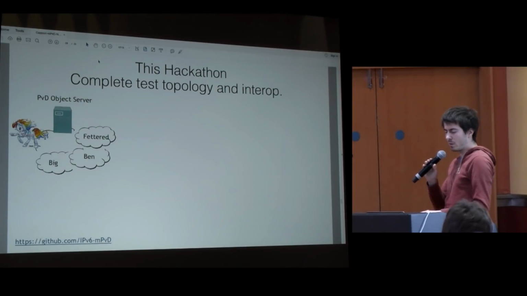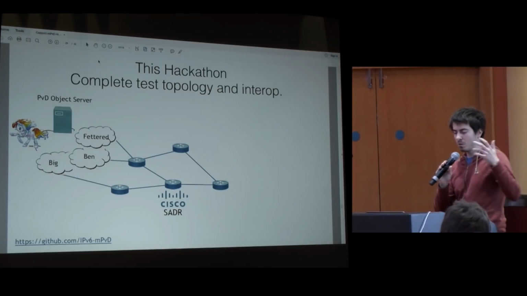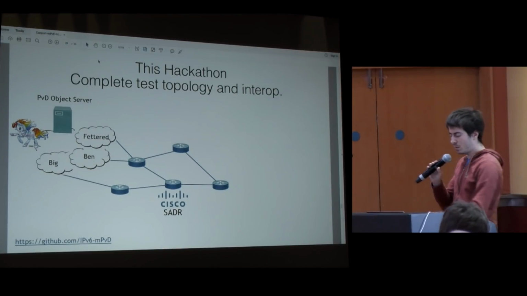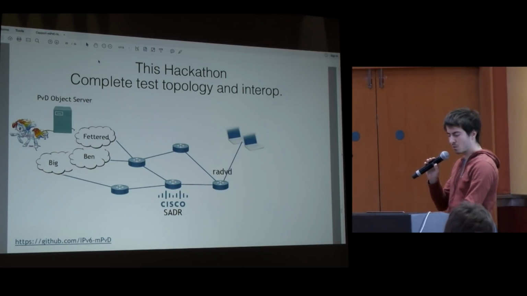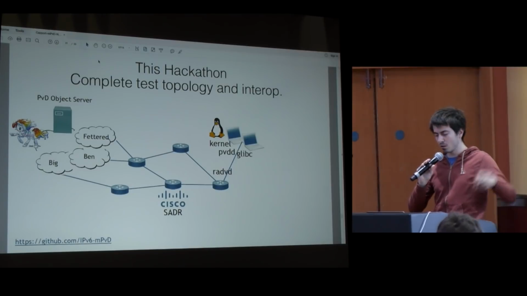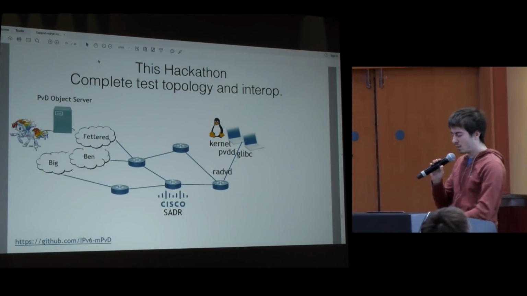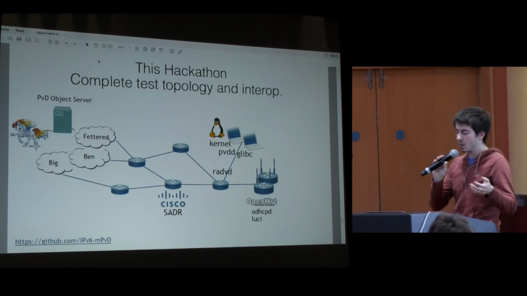So during this hackathon, we made a complete test topology with all those components plugged together. The PVD object, we had 3 different PVDs. One of them was captive. We had some Linux routers, some Cisco routers doing SADR, RA PVD, some Linux kernel was patched, glibc was patched. We also have an implementation in OpenDaylight.